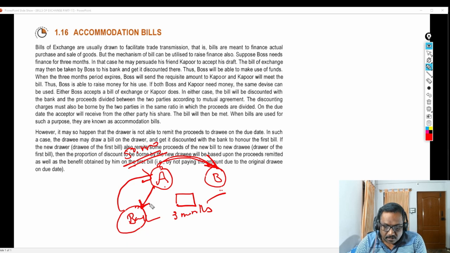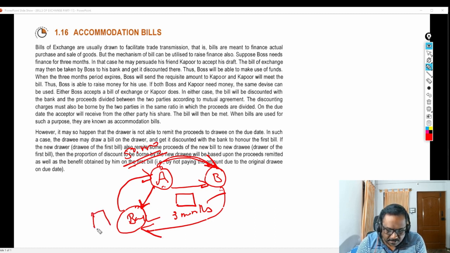Then what happens? On the due date, A has to pay this amount to B. Why? B is supposed to pay this amount to the bank on the due date because the bill is with the bank. What will the banker do on the due date? He will go to B and say, boss, can you please make the payment? Is B really due to pay this amount to the bank? Is he really due?